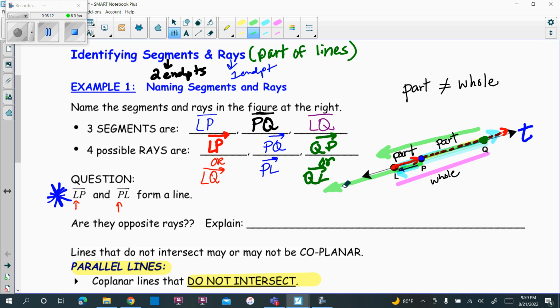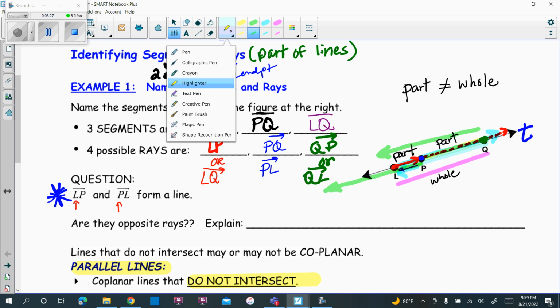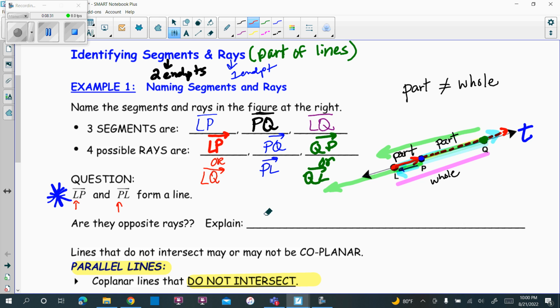But the other part is, are they opposite rays? Now, for an opposite ray to exist, you have to have the same endpoint. It forms a line, but you have to have the same endpoint. So this actually is no. They are not opposite rays, because there is no common endpoint. And the way I find that is in the name of the ray. I'm just going to abbreviate endpoint N and then PT. Right here, because this ray starts with P and this ray starts with L, I know they don't have a common endpoint. Therefore, they cannot be opposite rays.